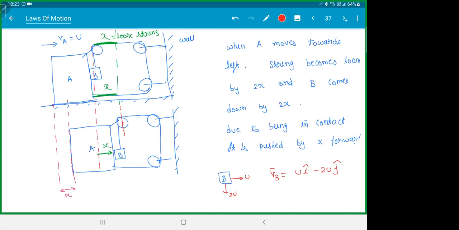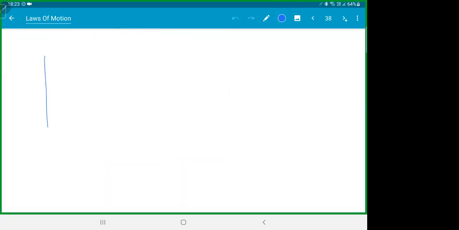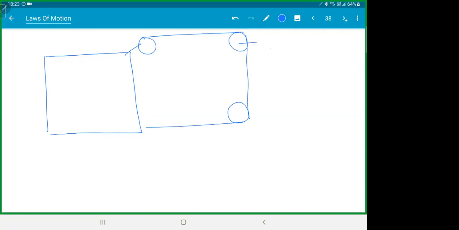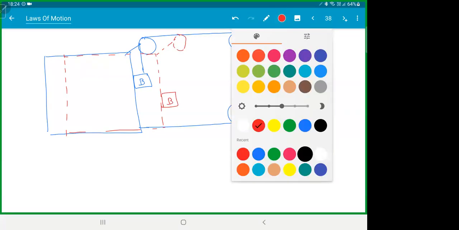Clear with this? So you know how the motion of this B actually is? The B is actually going at an angle. I'll just show the diagram again. I'll draw a big one for our understanding. I am drawing the diagram in red. Red is the final diagram. So this block has gone like this. This pulley has come like this. And the B has traveled like this. So the B is actually traveling this way.